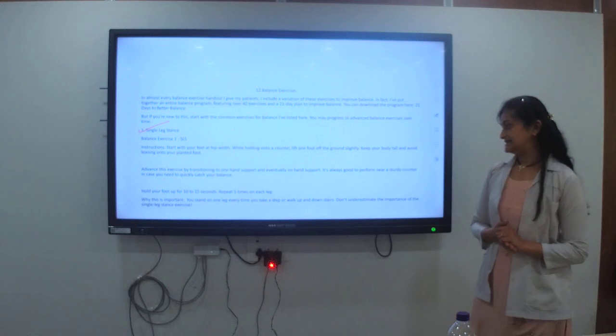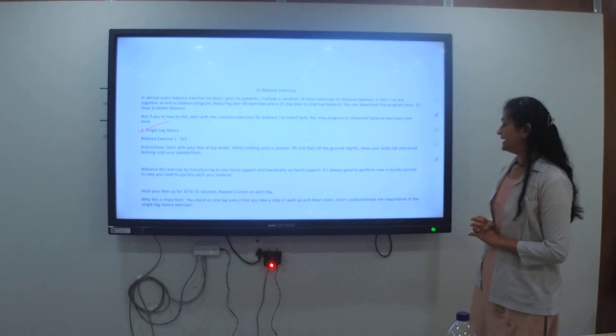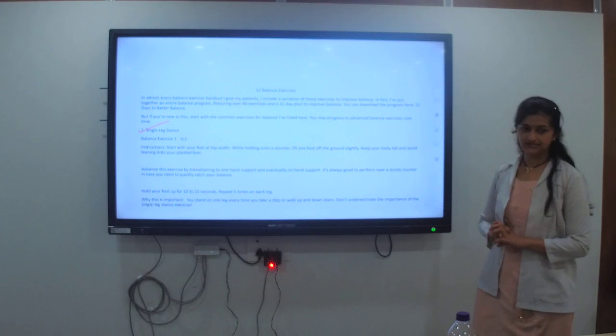Okay. Why is this important? You stand on one leg every time you take a step or walk up and downstairs. Don't underestimate the importance of the single leg stance exercise.